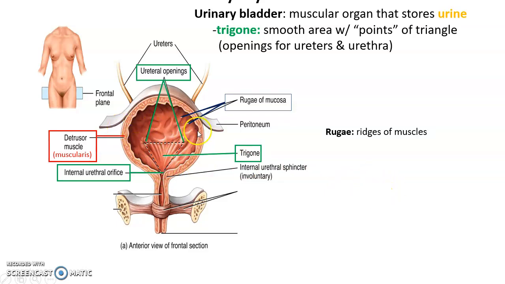There are also ridges and folds on the inner surface of the urinary bladder. These are called rugae, and these are there because, as we know, the urinary bladder is able to stretch. It is able to stretch as it fills with urine.